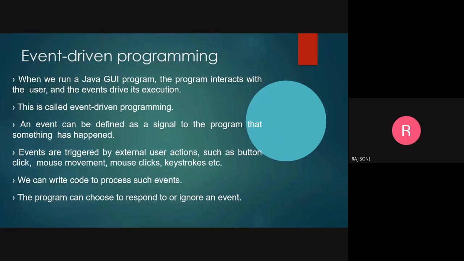Yes, ma'am. Okay. So when we run any GUI based program, we know that user is going to use that GUI, right? User will interact with the software by performing some action, by clicking somewhere or something, right? So the interaction which is happening will drive the code. So we say events drive its execution based on those clicks and everything. So this is called event driven programming, right?